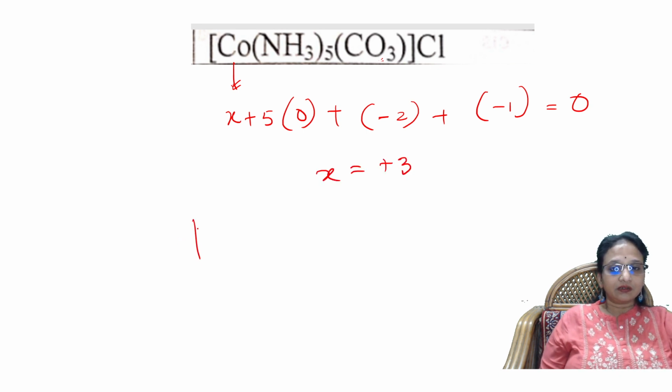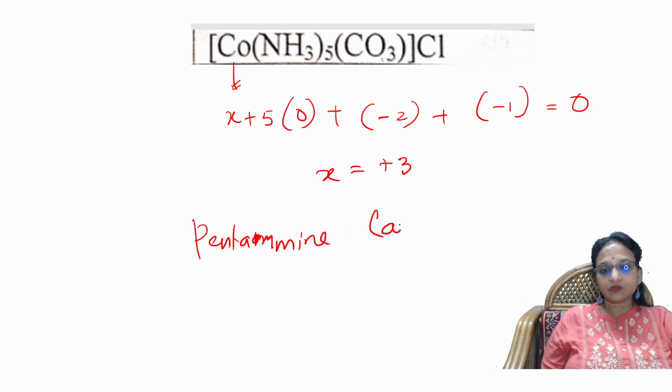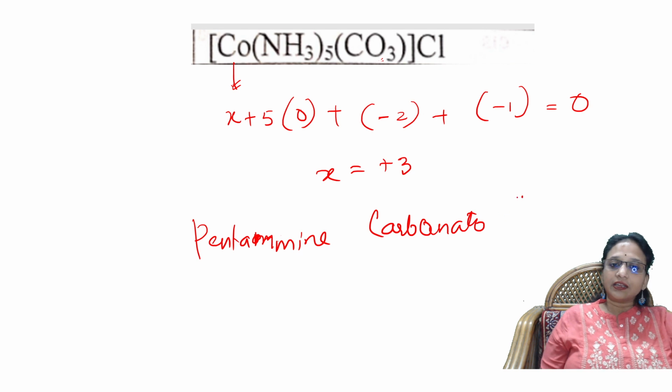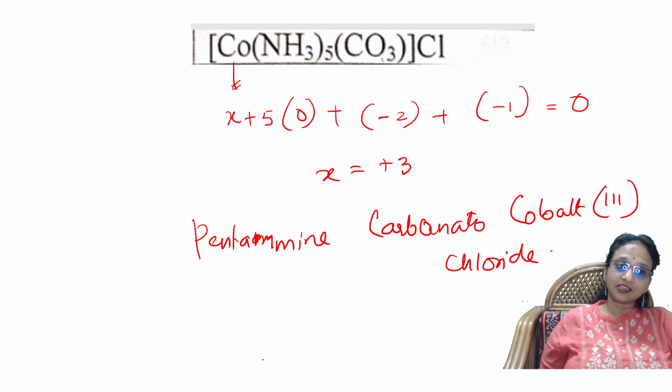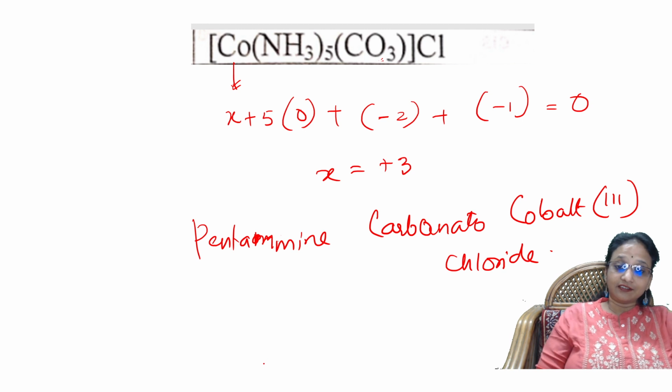Now name it. Pentaamine. Pentaamine. What is this complex? Carbonato, correct? And metal ion is cobalt. How much is the charge? 3. What is it ending with? Chloride. Got it, students? Easy? Okay. All right, all right.